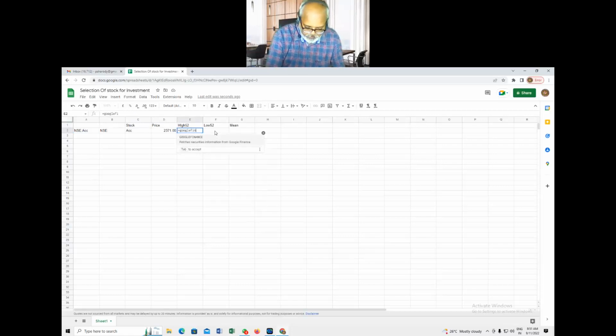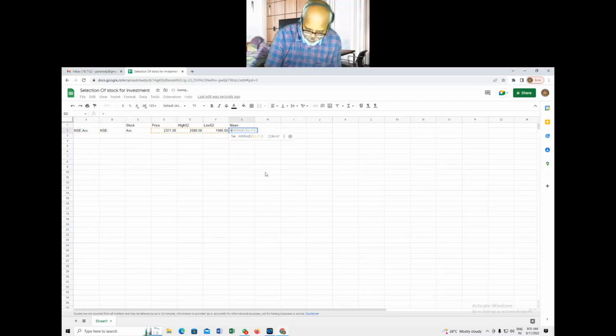Now similarly, if I want to find the 52-week high, I would do the same thing: equals Google Finance, A, and then I will write high 52. If I click this, it will automatically calculate the 52-week high for me. Similarly, here I will write Google Finance, A, comma, and then I will write low 52. If I select these, I will get the 52-week high and the 52-week low.